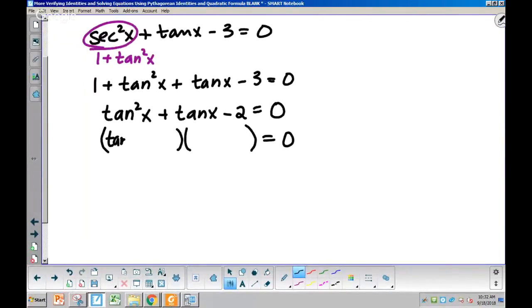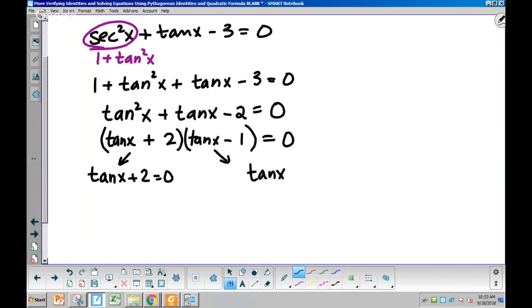So we're going to say tangent and tangent. And then the factors are 2 and 1, and we have to decide which one's positive and which one's negative because this last term's negative. It's going to be what? Positive 2 and negative 1. All right, so then we're going to get tangent of x plus 2 equals 0, and then tangent of x minus 1 equals 0. Now, did we just solve this one? If you look back, yes.